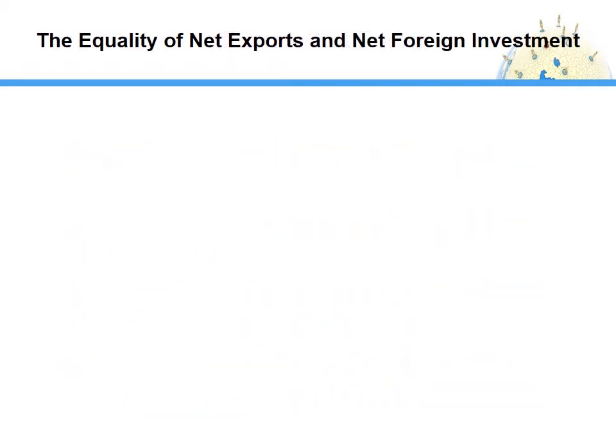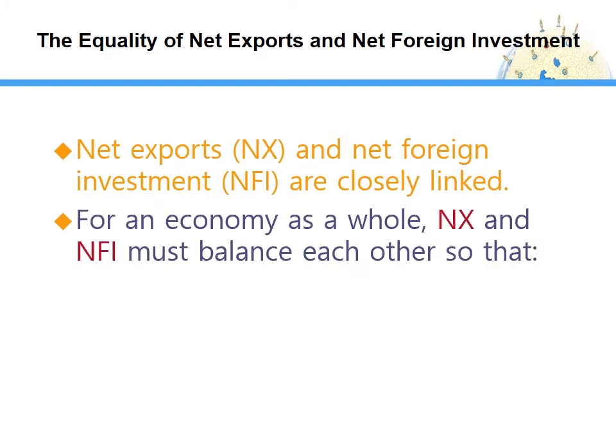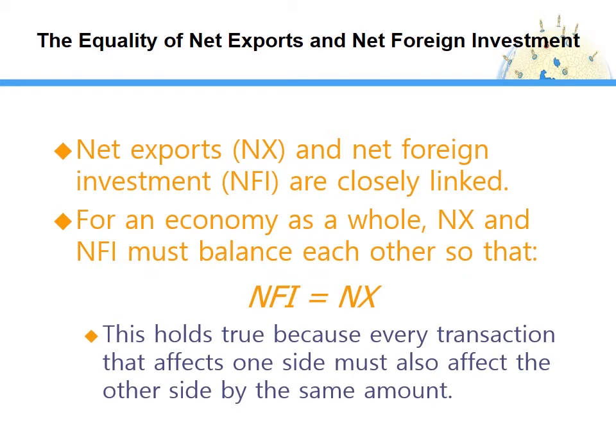And the next is the equality of net exports and net foreign investment. Net exports, or NX, and net foreign investment, or NFI, are closely linked. For an economy as a whole, NX and NFI must balance each other so that NFI is equal to NX. This holds true because every transaction that affects one side must also affect the other side by the same amount.